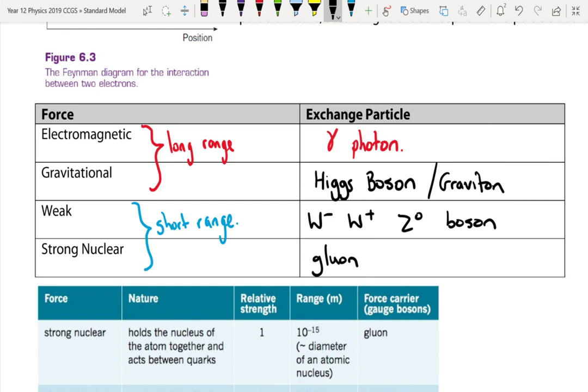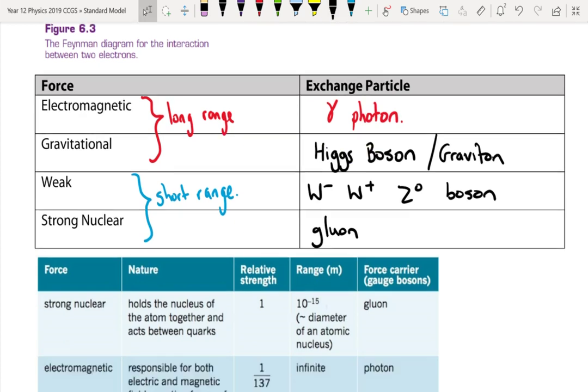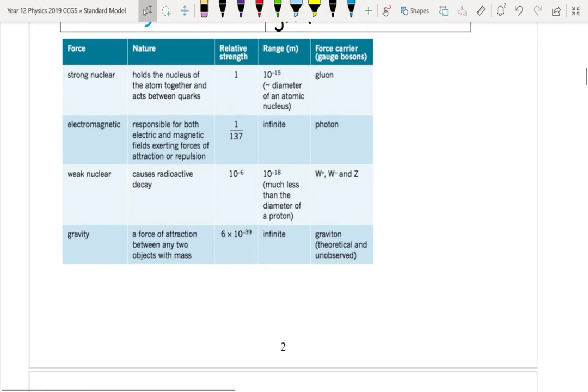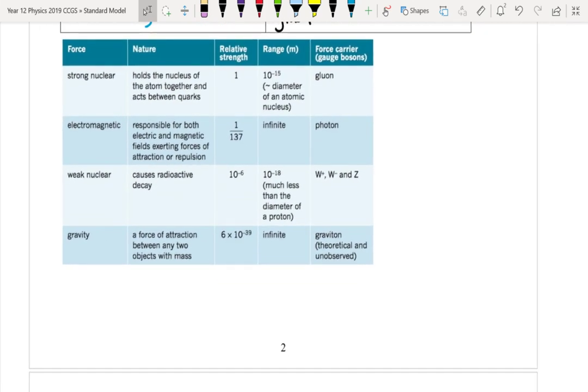Bosons can be photons, gravitons, or gluons. Now, this table, some might say stolen. I like to prefer borrowed from Pearson. It has them in their relative strength. So you'll notice the strong nuclear, if it has a relative strength of 1, then all the rest are getting pretty weak. Okay, so just remember that. The strong nuclear is the strongest.